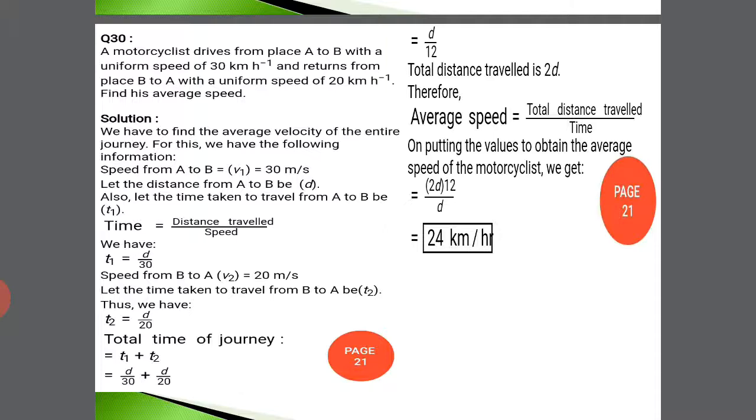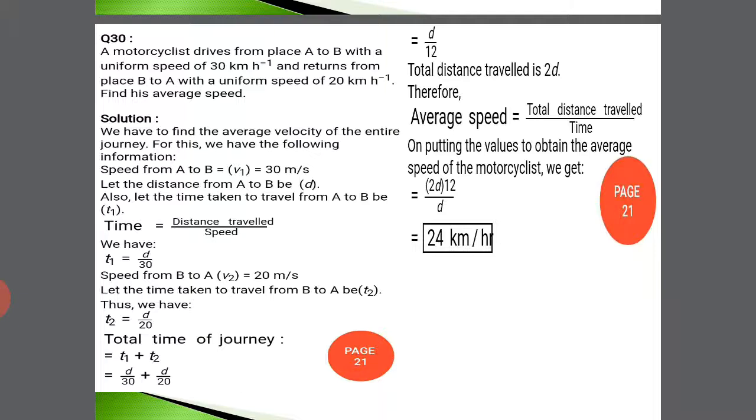A motorcyclist drives from a place A to B with uniform speed 30 km per hour and returns from B to A with the speed of 20 km per hour. Find his average speed. Okay, so the solution will be: you have to find the average speed of the entire journey. For this we have the following information. Speed from A to B, V1, is 30 kilometer per hour.